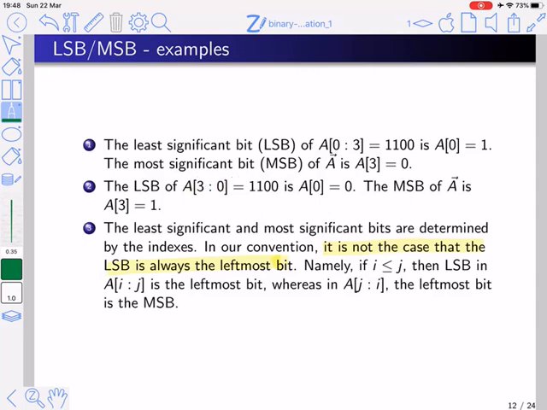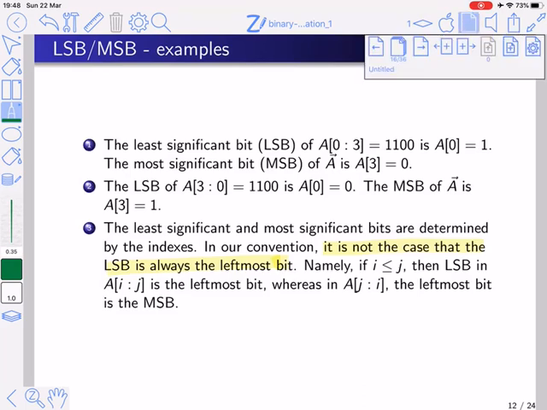So you notice I reversed here the order of the indices. Here they went from 0 to 3. Here they went from 3 to 0. I kept the same string, but in fact what I did was I reversed the string. So what was A0 over here became A3 over here, and so on. I want to emphasize, it's not the case that the least significant bit is always on the left side, okay? It depends on how you decide to write the strings.